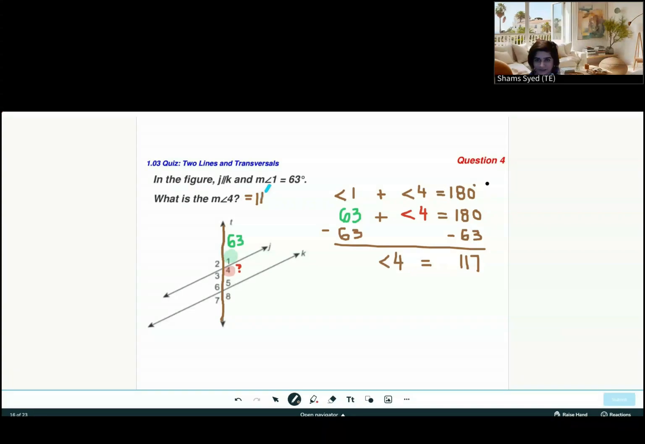And now we are going to practice even more, a few more straight angles. These are called straight angles. You're going to practice a few more. Is the answer 117? Yes, the answer is 117.